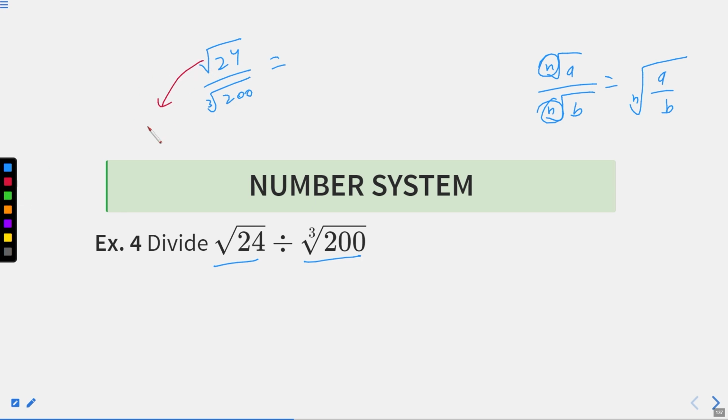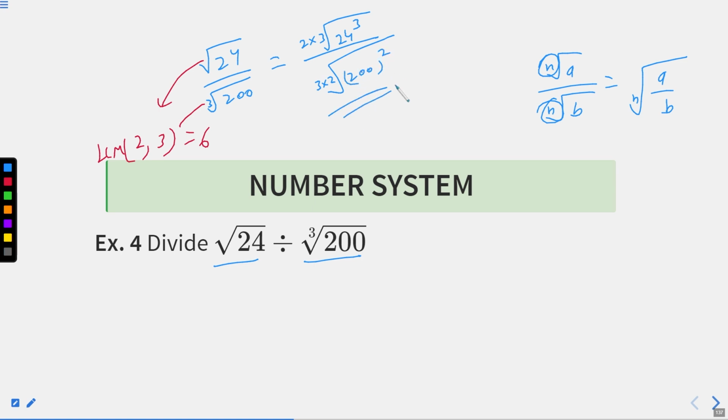So here it is 2, here it is 3, taking LCM is 6. So we make root values of order 6. So 2 multiplied with 3, same, is 24 raised to the power 3, and 3 multiplied with 2, 200 raised to the power 2. Okay, now one can easily solve. I am leaving it so that you can try. Okay, I hope you can now easily do it using this property.